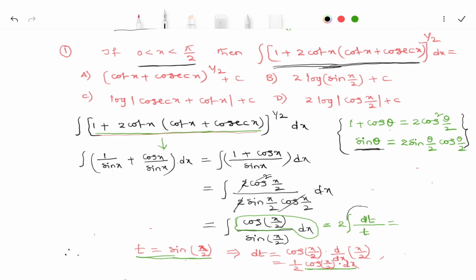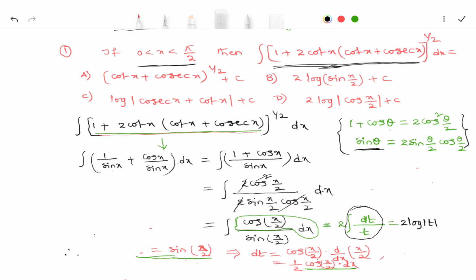You know that the integration of 1 by x is log x. So 2 into this value will be 2 log t. But the given question is in terms of x, so we substitute the t value. What is the t value? Sine of x by 2.